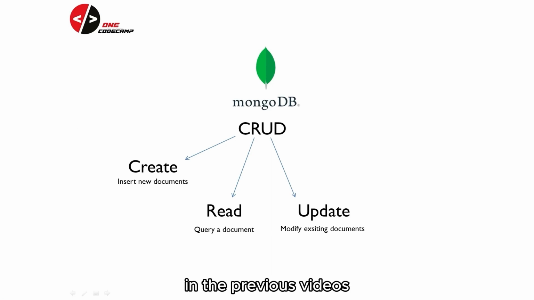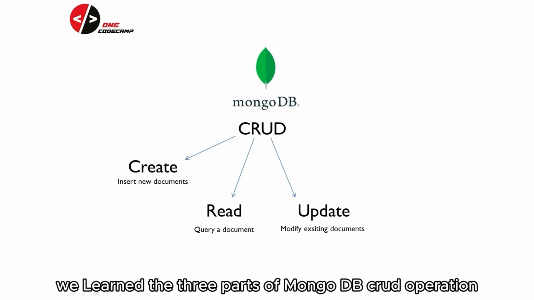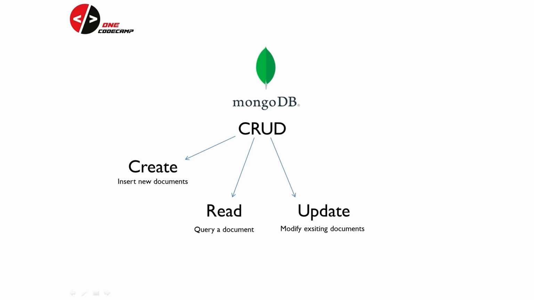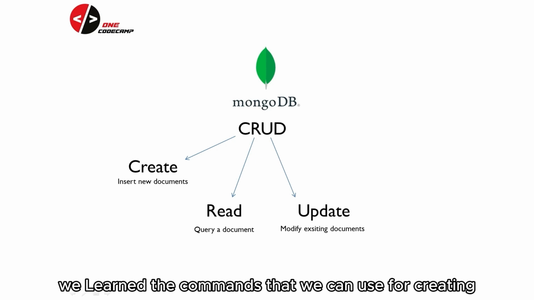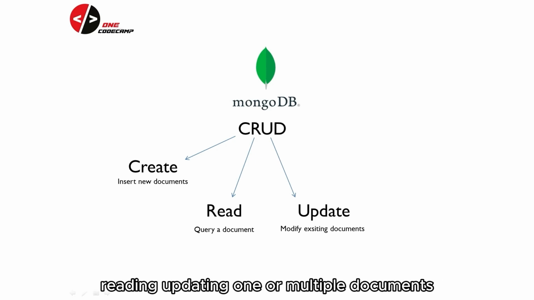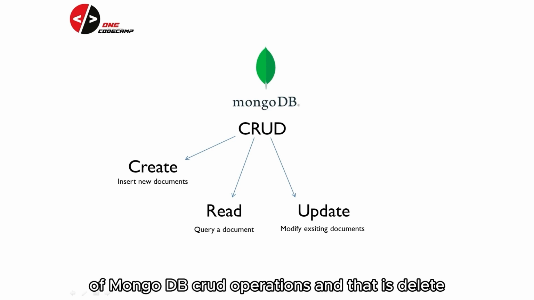In the previous videos, we learned the three parts of MongoDB CRUD operation, which is create, read, and update. We learned the commands that we can use for creating, reading, updating one or multiple documents. Today, we are going to learn the last part of MongoDB CRUD operations, and that is delete.